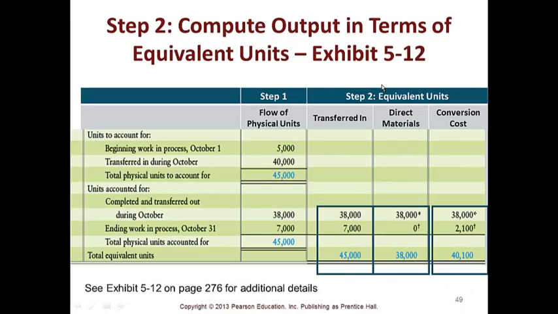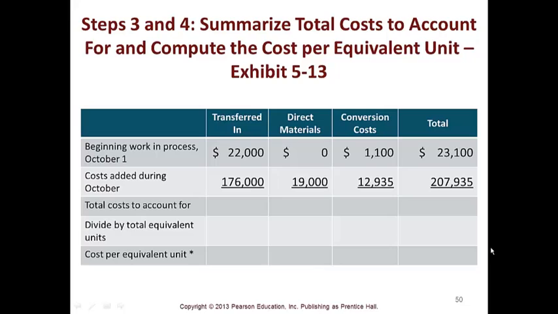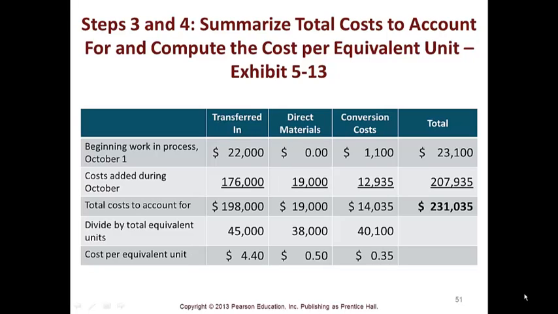Here's a similar example, 5-12 for Department 2. So you're doing it the same way. Go to Exhibit 5-12 and make sure you can follow these details before you start your homework. And then Exhibit 5-13 summarizes and has you compute the cost, the equivalent unit cost. So follow the information through, get your beginning cost, cost added, cost to account for, divided by the equivalent unit is the cost per equivalent unit.